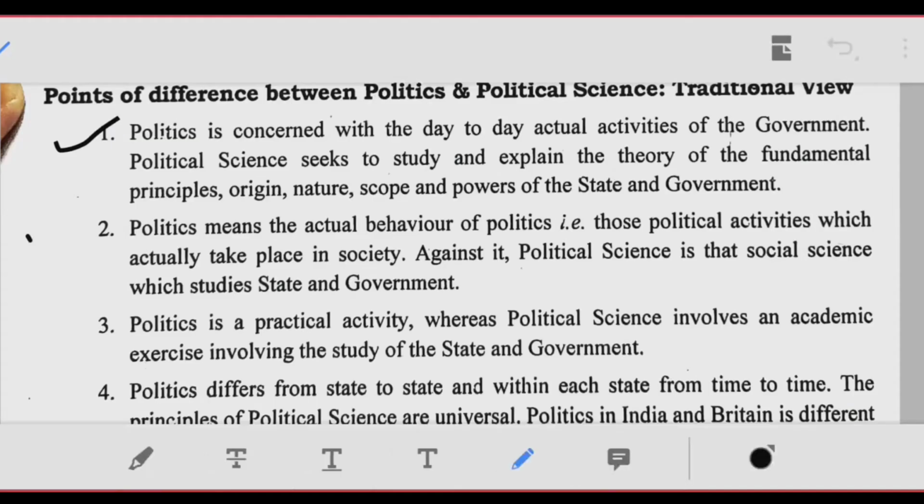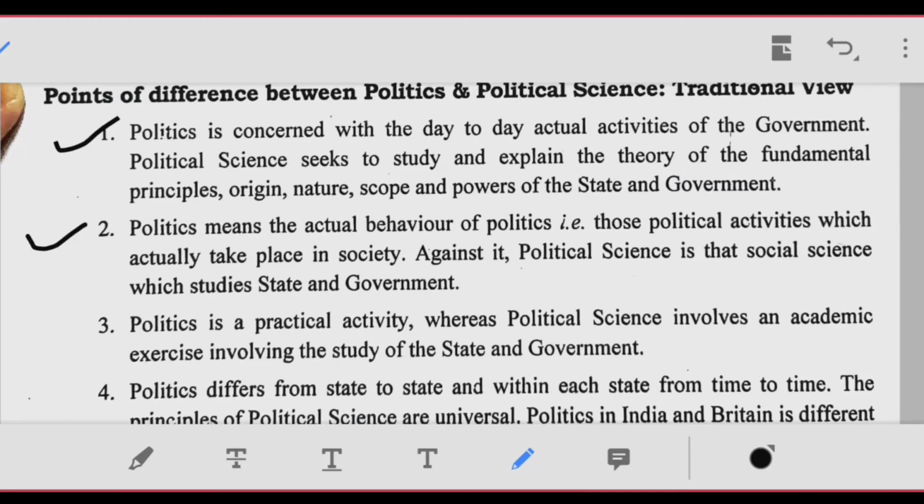Number two, politics means the actual behavior of politics practically. That is, the political activity which actually takes place in society. That means the political activity which is really taking place in a society is known as politics. The government comes out with different policies. When they implement those policies, we practically see the work of the government, the activities of the government actually seen in the society, and it is known as politics. As I told you, the day-to-day work, whatever the government does through various agencies, that is politics.